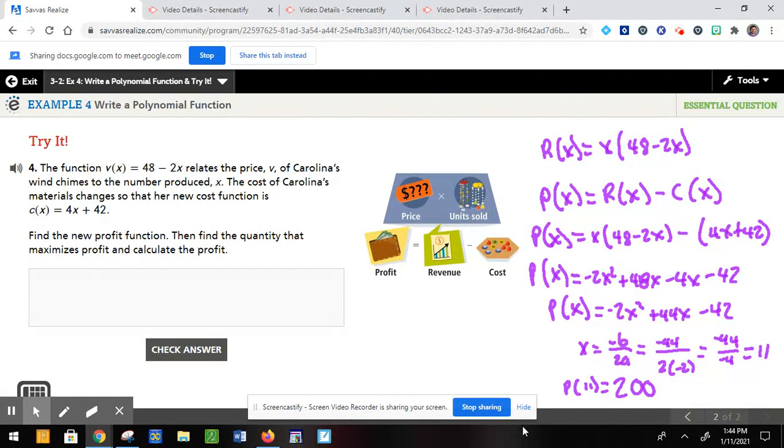All right, so you have the function there. Apparently I didn't pause. I thought I did. You have the function there. You end up with 11 as the amount to make, and then 200 as the profit that you're going to make when you make 11. You could also graph and find the vertex that way. I chose to find the vertex algebraically.